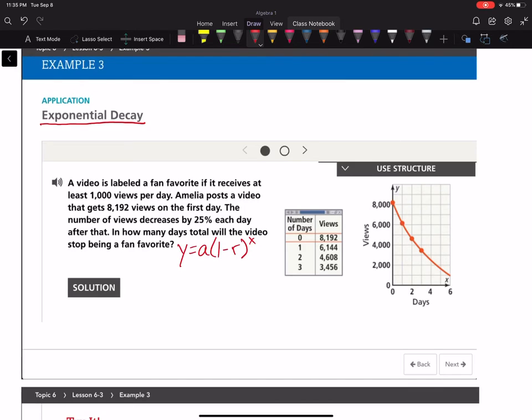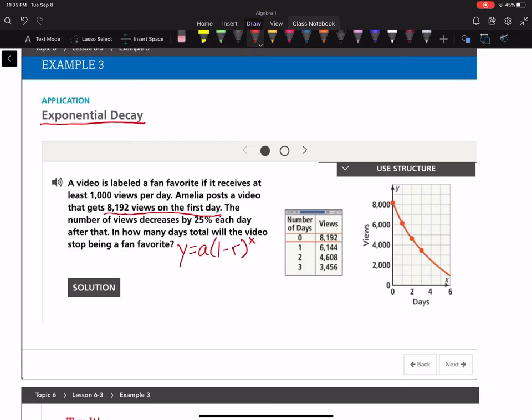It says 1,000 views per day. A video is labeled a fan favorite if it receives at least 1,000 views per day. Amelia posts a video that gets 8,192 views on the first day. The number of views decreases by 25% each day after that. How many days total until the video stops being a fan favorite? So basically we have to figure out when it will start being viewed less than 1,000 times a day.